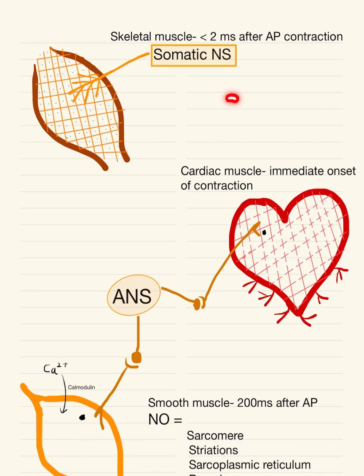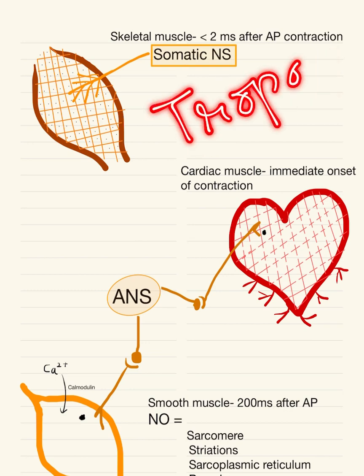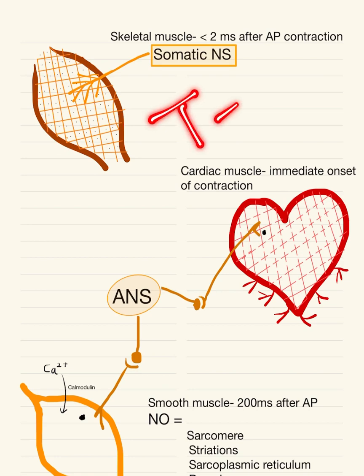And because of the property of striated muscle, the skeletal muscle and cardiac muscle share some of the same properties, which include: they have sarcomere, they have sarcoplasmic reticulum, they have troponin, they have T tubules. These are the properties shared by both skeletal muscle and cardiac muscle.